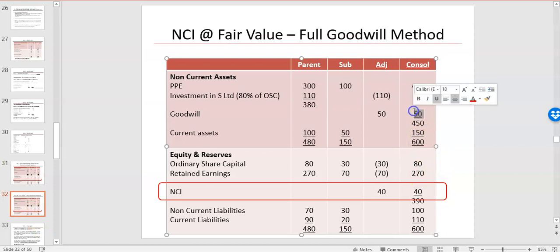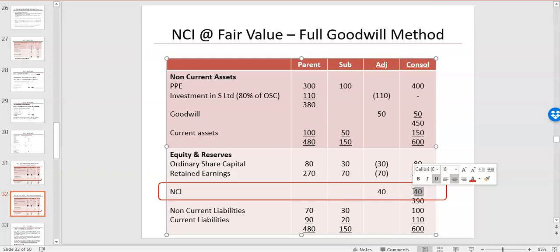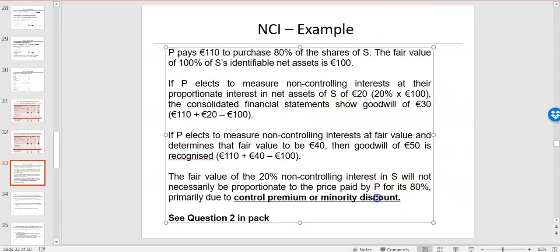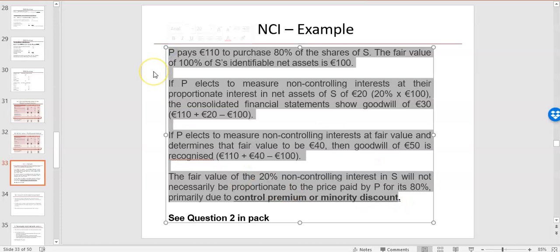Your goodwill is 50 higher and your NCI is 50 higher. Nothing else changes, so don't think it's a huge complication. It's just something to watch out for in the question, which one they're asking you to do. So that just gives you a narrative explanation. Don't worry too much about that. If you can follow the numbers, you're more than sufficient in terms of what's required.